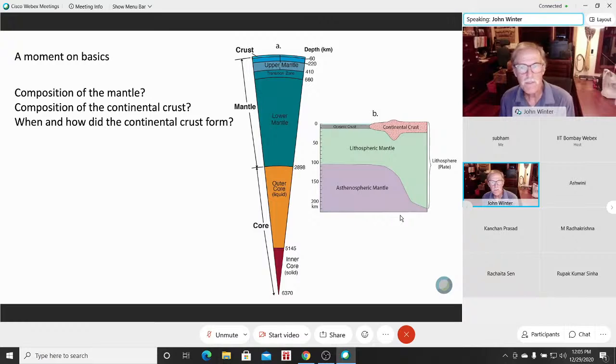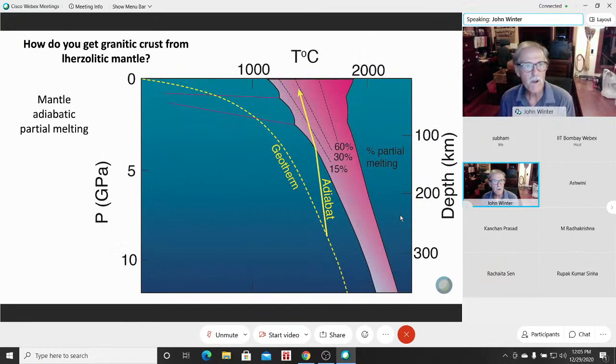Okay, given those very basic thoughts, let's move on to how you get granitic crust from a lherzolitic mantle. Again, you might be familiar with this phase diagram, which shows the mantle here, and these are some metamorphic reactions in which the aluminous phase at shallow depths is plagioclase, going to spinel, then to garnet, and then a lot more exotic things as you get deeper, things like ringwoodite and periclase and perovskite. So one thing we can say pretty clearly: the average geotherm is down here in solid lherzolite.